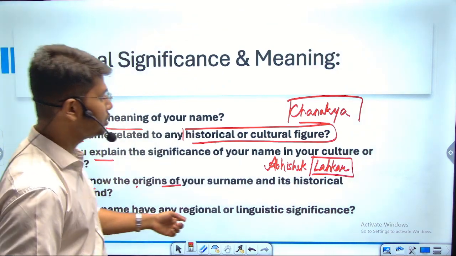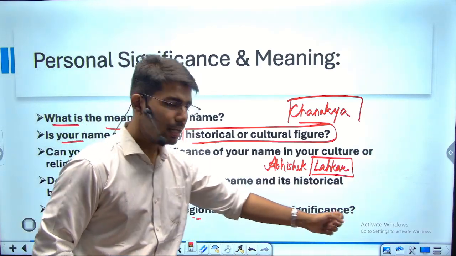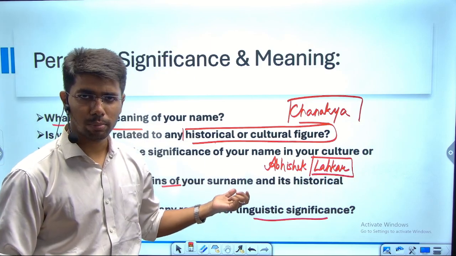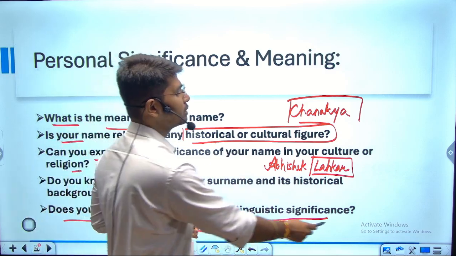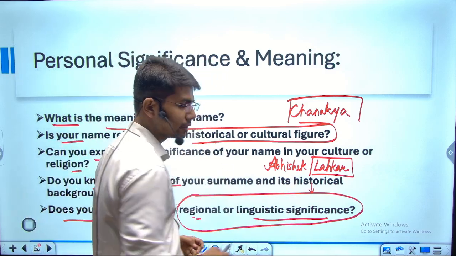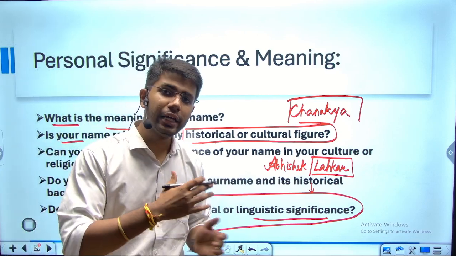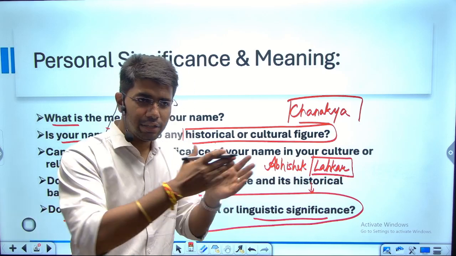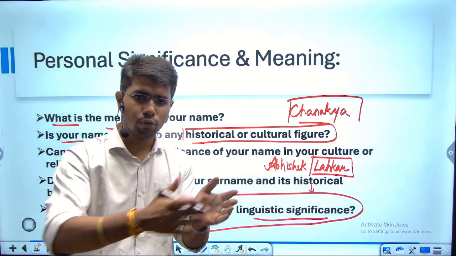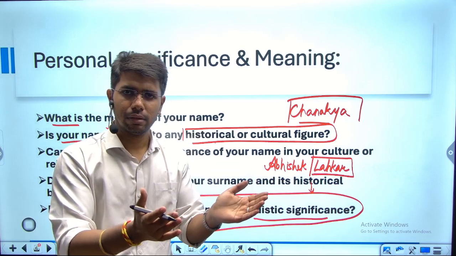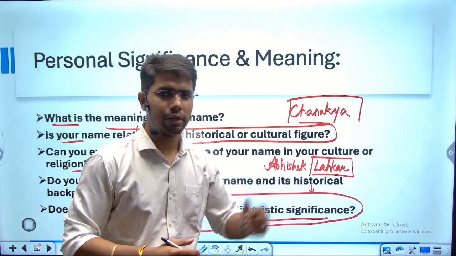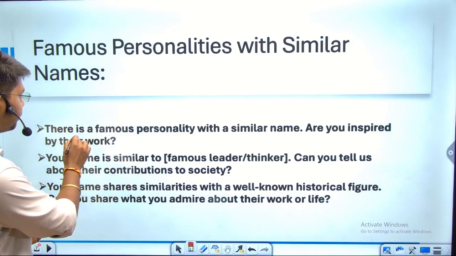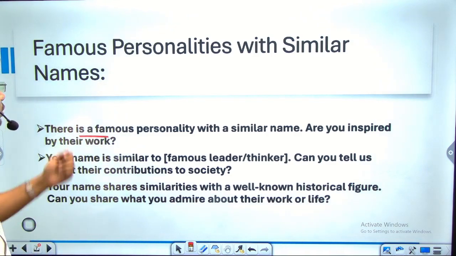Does your name have any regional or linguistic significance? Linguistic significance definitely exists, regional significance definitely exists. We can mention the name of Otul Lohkor. So when you know the significant personalities, Ratan Lohkor, Otul Lohkor, we can showcase their contribution to theater, art, drama, linguistics, food, culture, anything that can show that you are aware of your community, right? So you should do some work like this, and then there is a question: there is a famous personality with a similar name, are you inspired by their work?